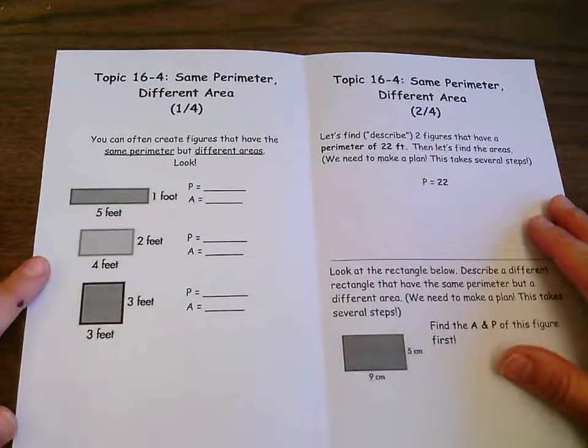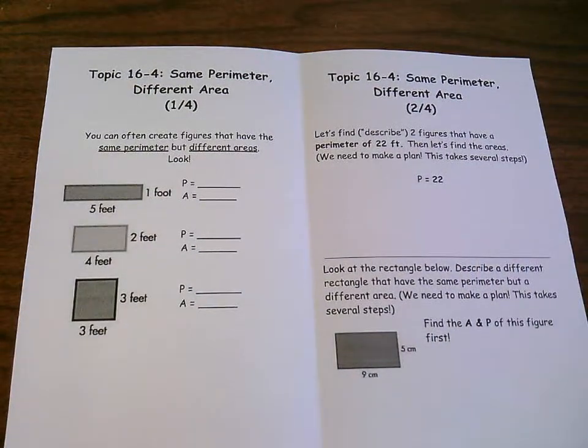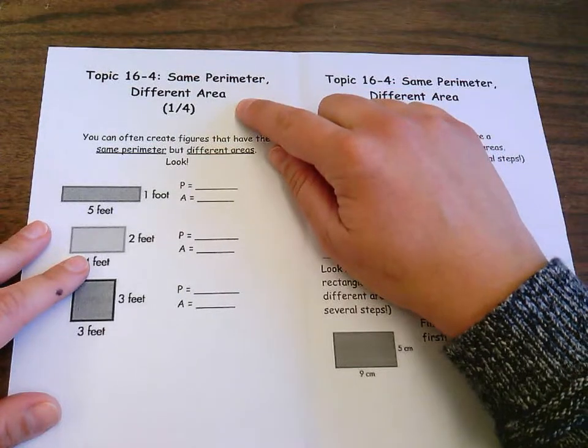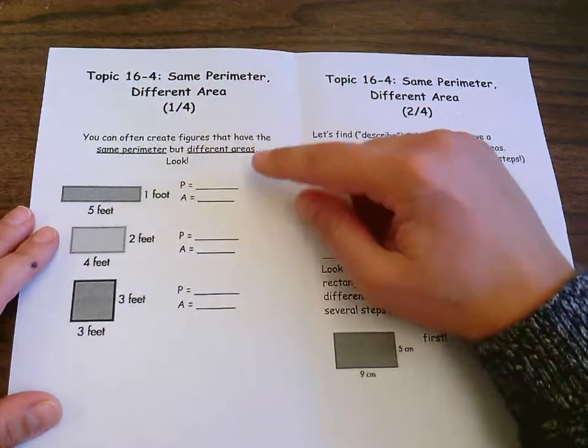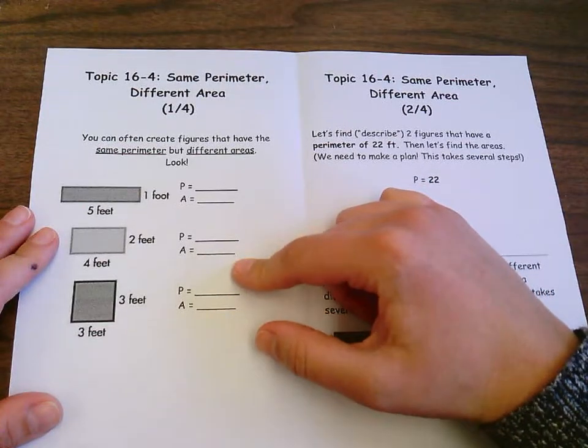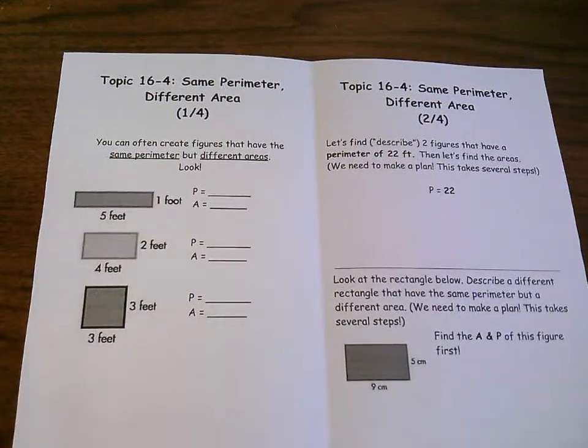So what we're going to be talking about in 16-4 is we're really going to be connecting area and perimeter together. So in these next couple problems, we are going to be looking at figures that have the same perimeter but different areas. Same perimeter, different areas. So here are some examples of some figures that are going to have the same perimeter but different areas. So let's go ahead and figure out what those perimeters are going to be.